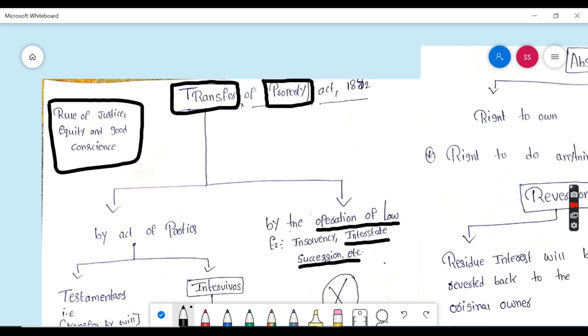So we don't deal with this in the Transfer of Property Act. We don't deal with it if the transfer happens because of the operation of law, like the examples of insolvency and intestate succession, which we discussed now. If the father dies, the property will automatically go to the son without involving any parties, buyer or seller of the property, and without any act of the parties.